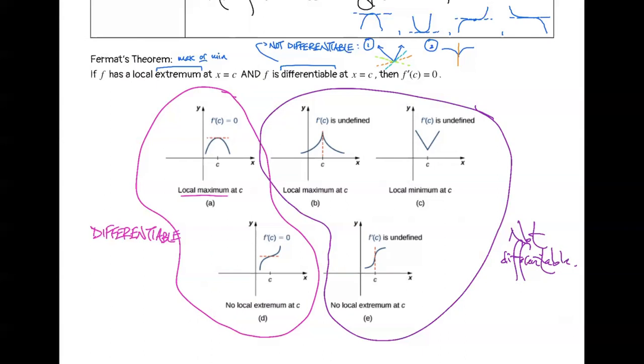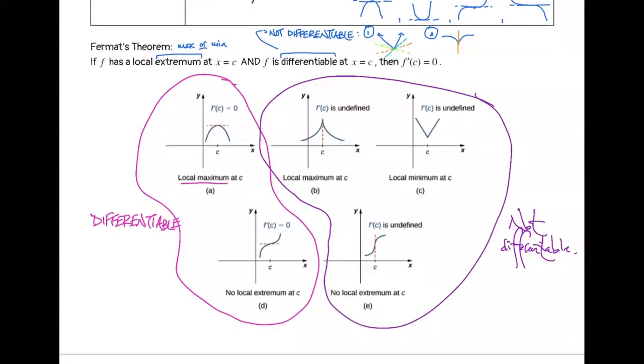Can I describe graph D as a critical point that is not a maximum or minimum? Yes, it is a critical point that is not a maximum or a minimum, exactly.